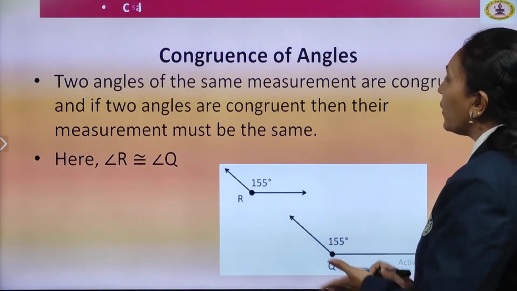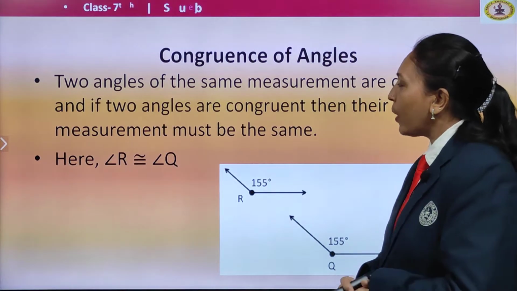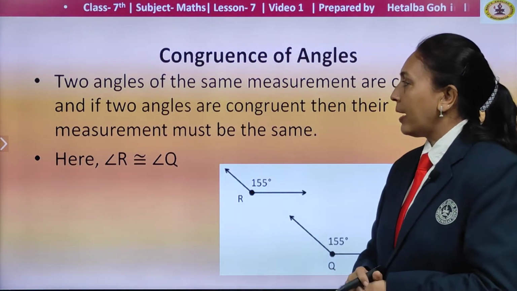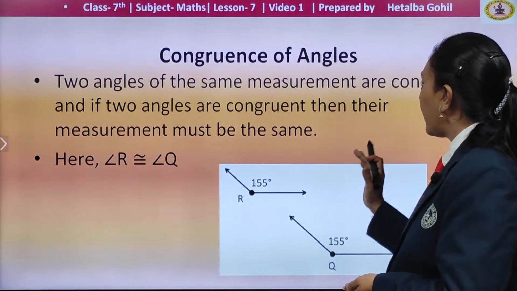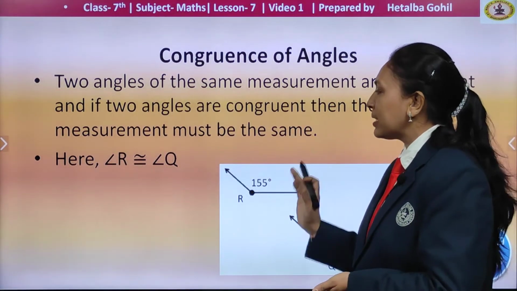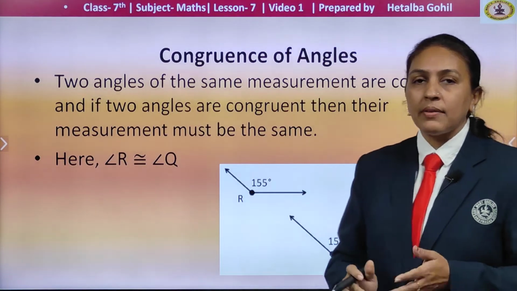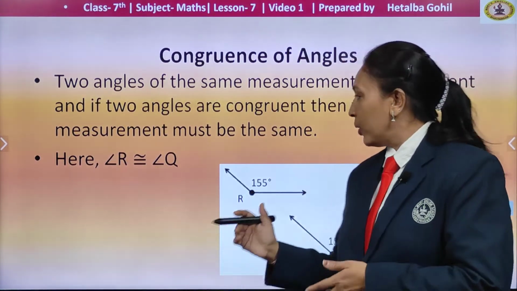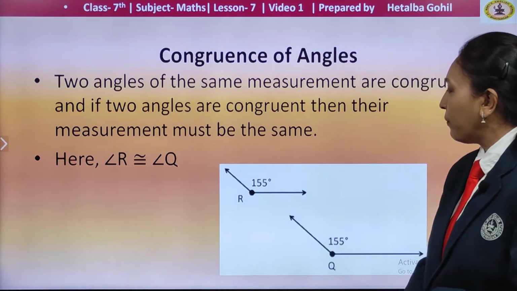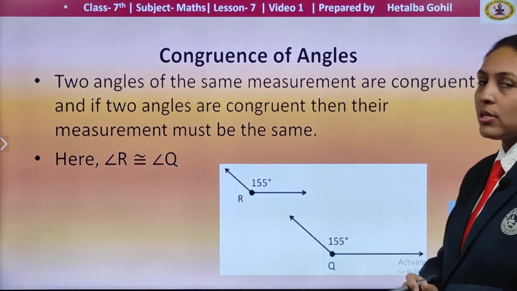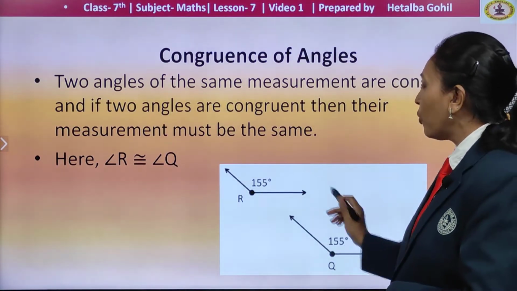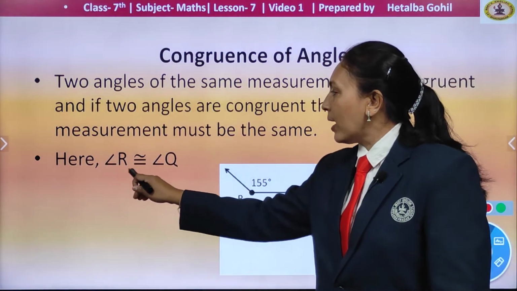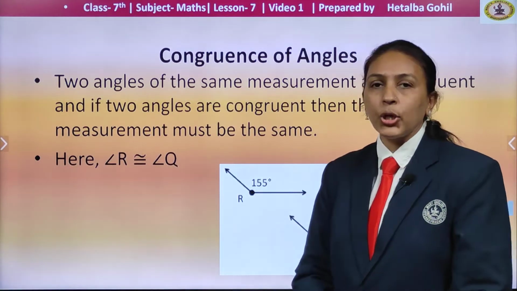Now, congruence of angles. Two angles of the same measurement are congruent, and if two angles are congruent, then their measurement must be same. That means if the two angles have the same measurement, then we can call them congruent. You can see here angle R 155 degree and angle Q is also 155. That means both these angles are congruent. Therefore, we can write here angle R congruent to angle Q.